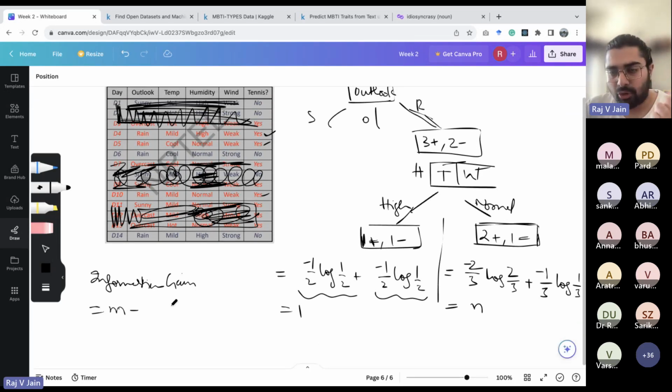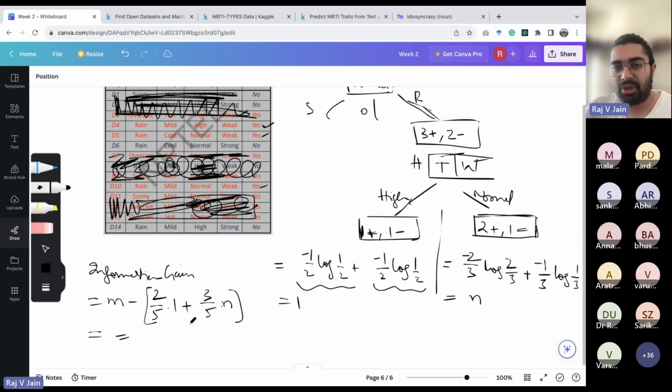Minus the average entropy of the children. So for the average entropy here, high has two samples out of all the five, so it's 2 by 5. That's the weightage of its entropy, plus 3 by 5 for the normal, 3 by 5 into this n. Whatever number you get here will be the information gain.